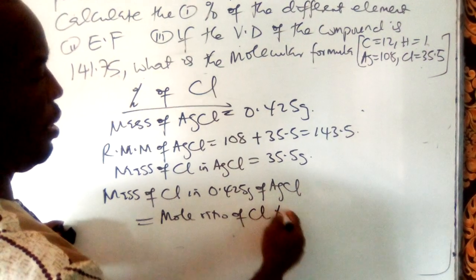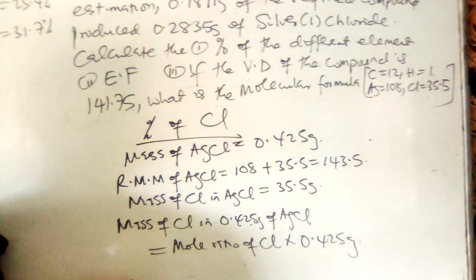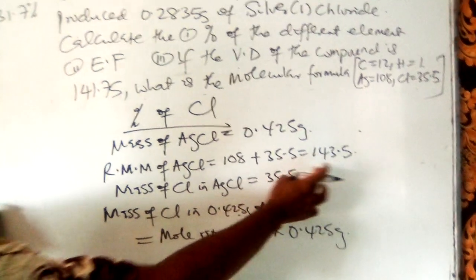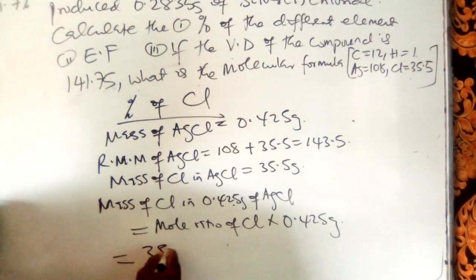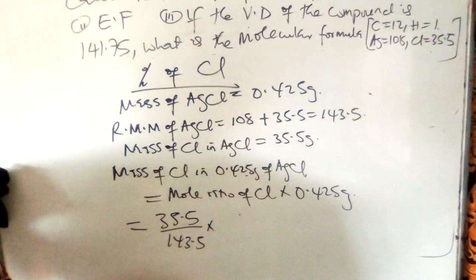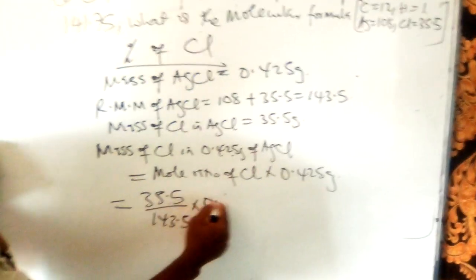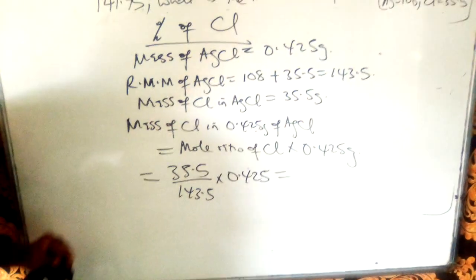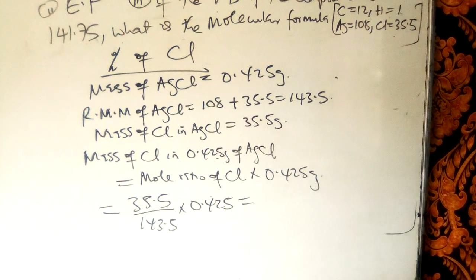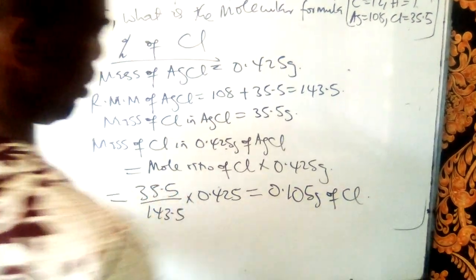Mass of chlorine inside this mass becomes the mole ratio of chlorine times 0.425 grams. The mole ratio is nothing but the atomic mass of the element, or the mass of the element, all over the relative molecular mass. That becomes 35.5 all over 143.5, the mass of chlorine all over the molecular mass of silver chloride, times 0.425. Solving this with the calculator, we now have 0.105 gram of chlorine in the compound.